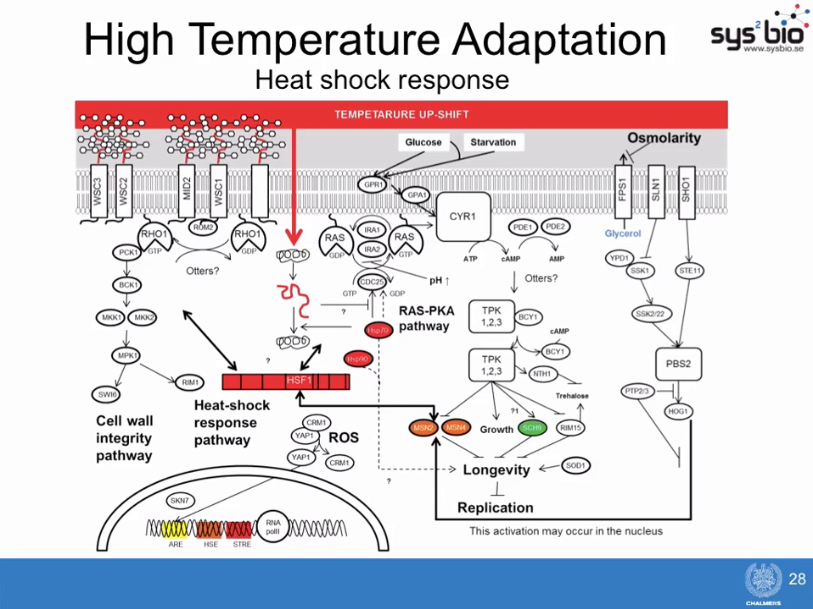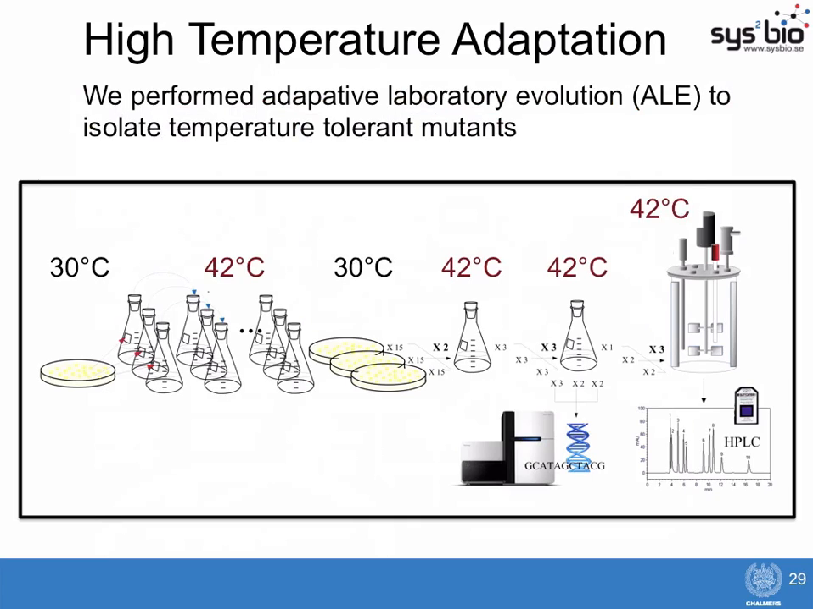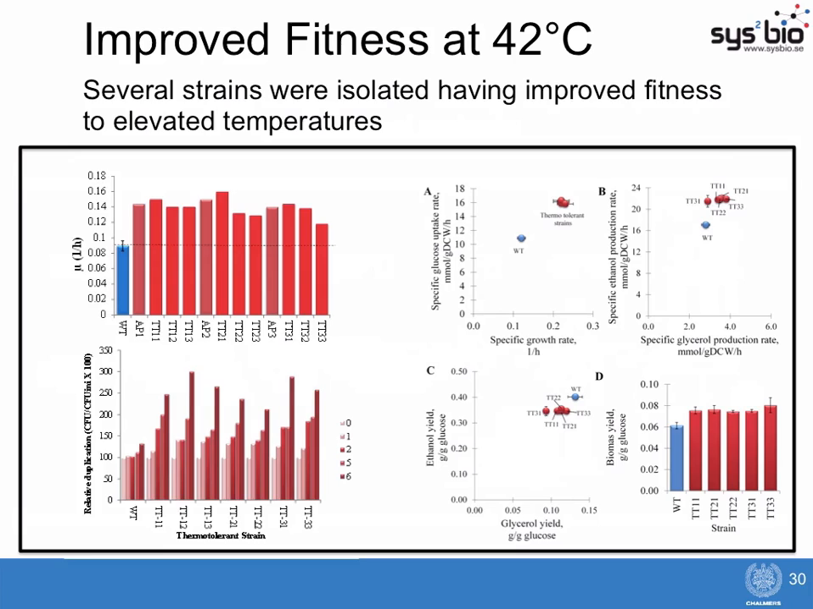So generally what has been observed from previous studies is that there's very little link between the heat shock response and the ability to grow at high temperatures. So again, also in this study, we did adaptive laboratory evolution. We selected strains that could grow at 42 degrees Celsius. We then isolated these clones and characterized them in bioreactors. We performed genome sequencing and also, again, multi-omics type analysis.